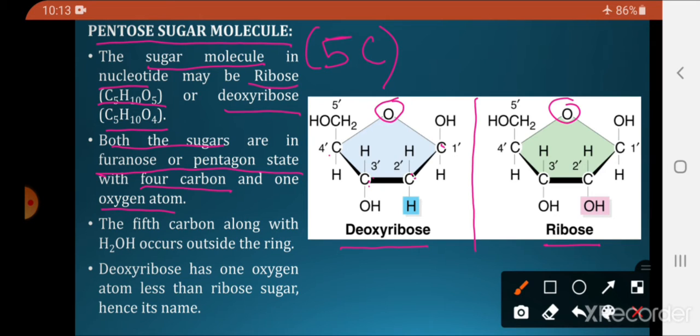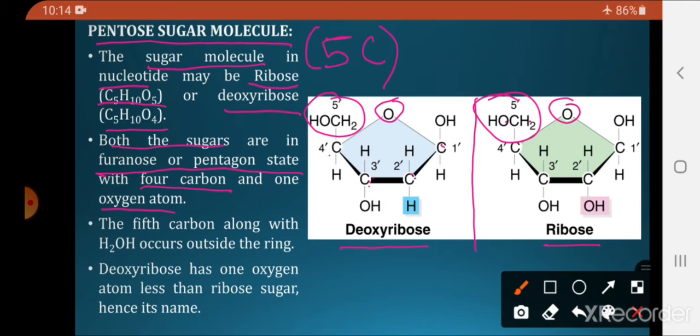So this 5th carbon occurs outside the ring along with the molecule of H2 and OH. This is a structure of the ring form of the deoxyribose and ribose sugar. Both the sugars have a furanose ring, or pentagon ring. It means there are 5 corners.